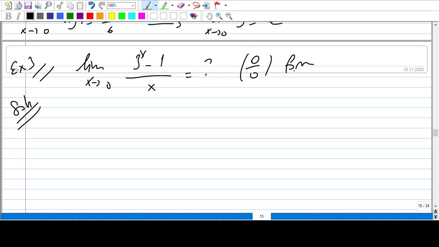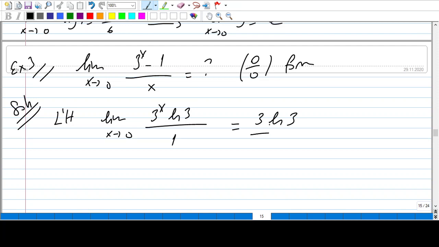And obviously, if you apply L'Hopital, then you get limit x to 0 of the derivative of 3 to the power x, which is something you know, ln 3 times 3 to the power x, over the derivative of x, which is 1. Then if you put 0, we have 3 to the power 0, which is 1, so I have just ln 3.